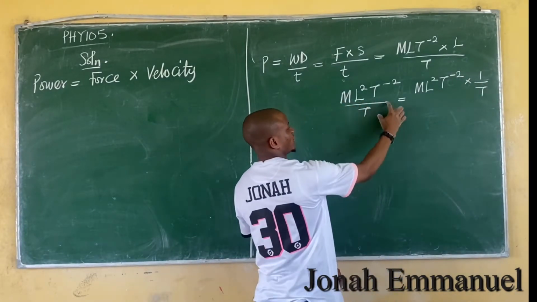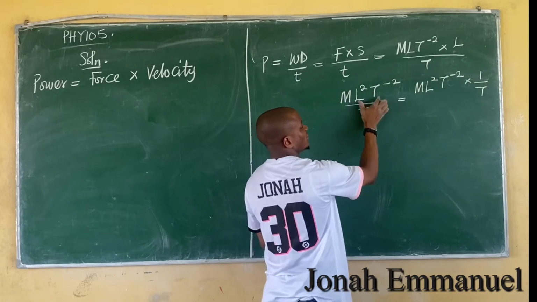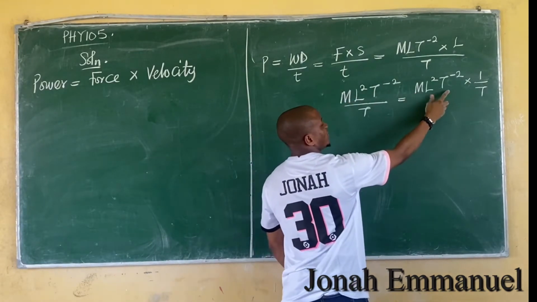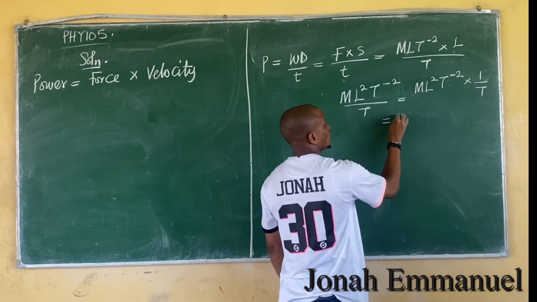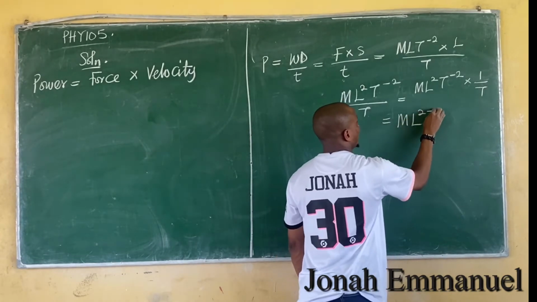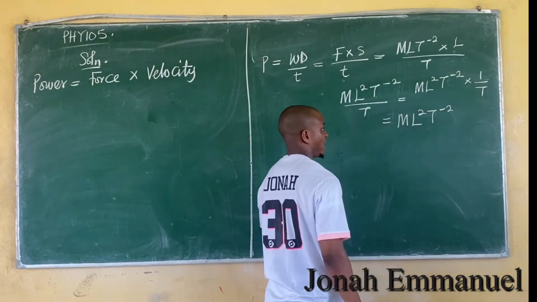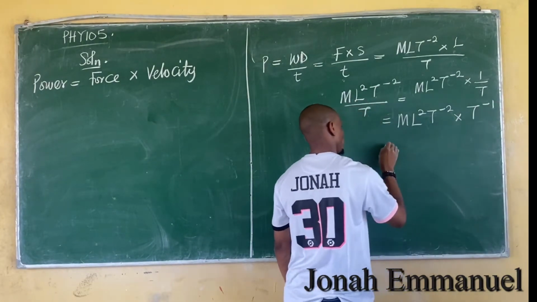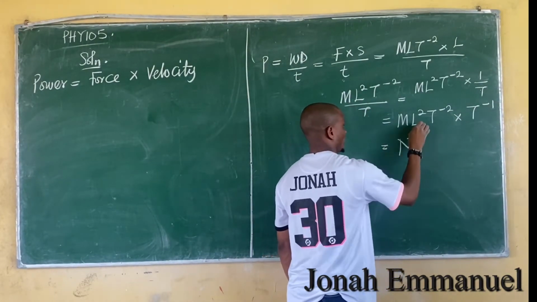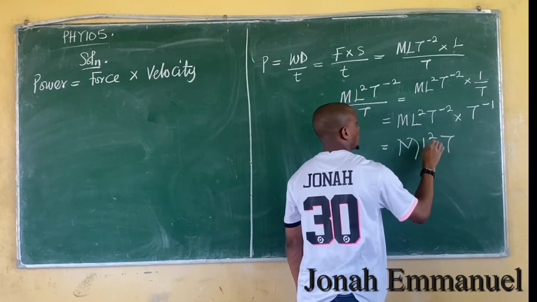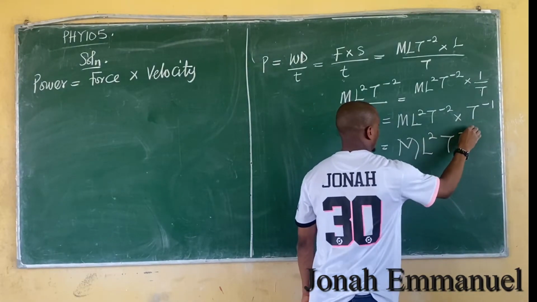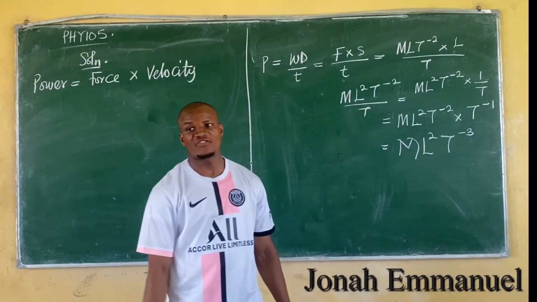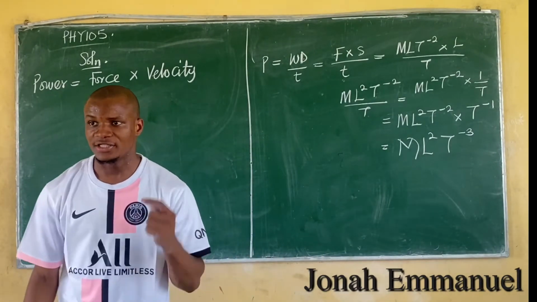Shift the numerator outside. We come to T. This is now equal to M L squared T to the power minus 2 times, guess what? So it's equal to M L squared, T to the power minus 2 minus 1, which is what there? So please, this is the dimension of power: M L squared T to the power minus 3.